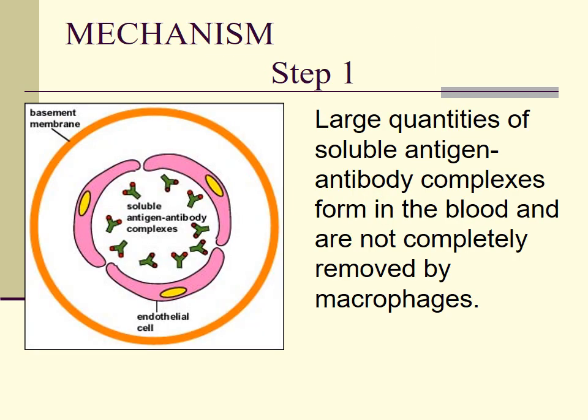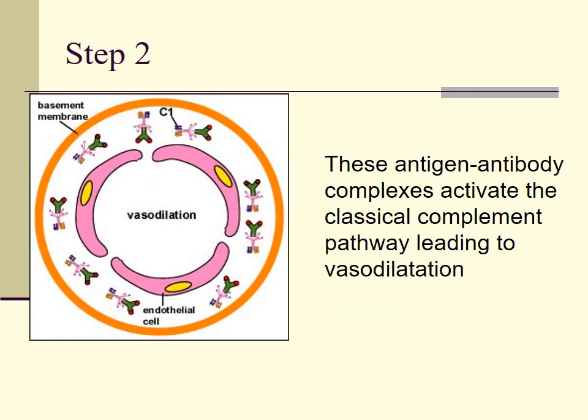Look at the mechanism of type 3 hypersensitivity. In this, large quantities of soluble antigen-antibody complexes are formed, and usually they are removed by the macrophages, but not in this case. As they remain in the circulation, they cause the activation of the classical complement pathway, leading to vasodilation and other inflammatory responses and tissue damage as well.